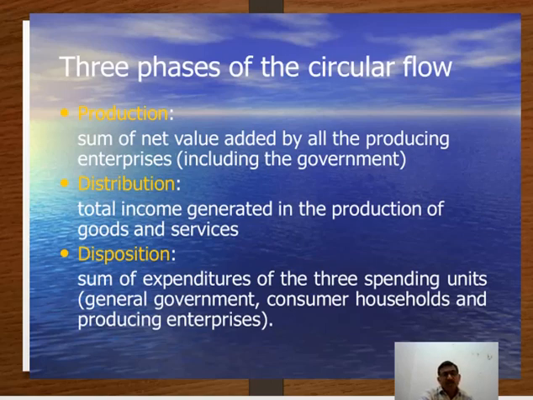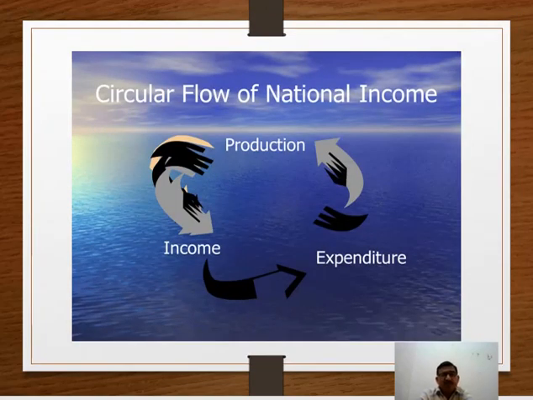It means the phase of production is that phase in which goods and services are produced. In the phase of distribution, income is distributed among the factors of production for their contribution in the production process. In the phase of disposition, whatever income is received is spent by the owners of the factors of production. So circular flow of income has three phases. One is the production phase. This is the basic phase in which production takes place. After production, whatever income is generated, after keeping a part of it, is distributed among the factors of production. This is the income phase.